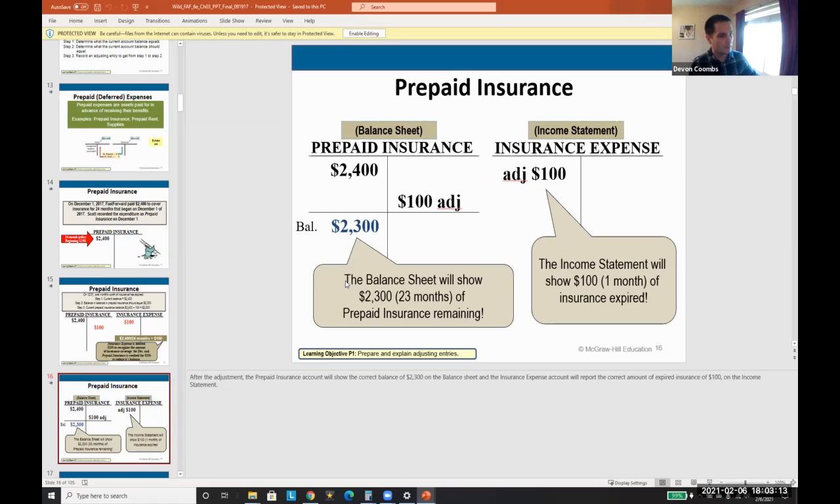At the end of the day, the balance sheet is going to show 2,300 of prepaid insurance, and then you'll have 100 of expense. So with that adjusting entry, you expense it when you match it to the revenue it's generating. That insurance was used for a month and helped us make revenue for the month, because that's the period we operated. So in our income statement for that one month, we'd have a debit to insurance expense and a credit to prepaid insurance. That's our adjusting entry.